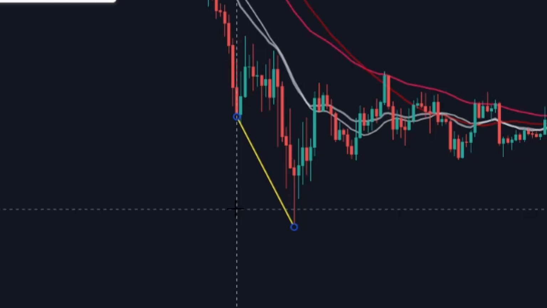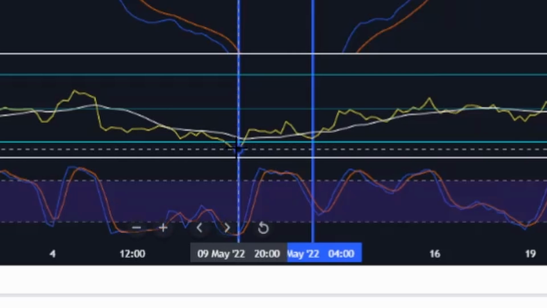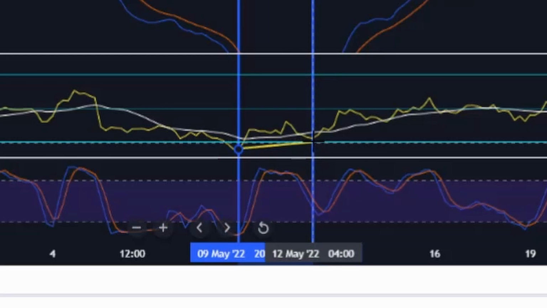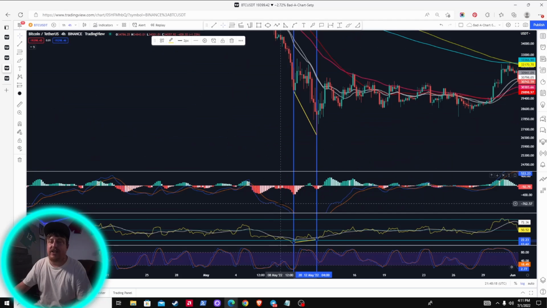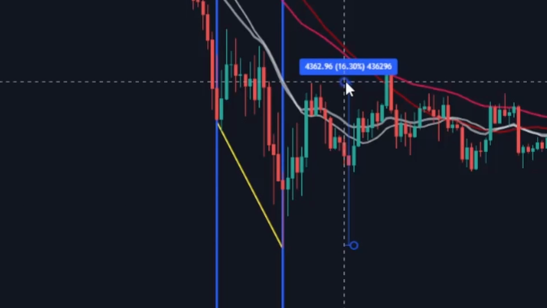But once again, we can click Alt-V for vertical lines and go down here on our RSI. And you can see that it printed down here on the RSI a low, but a higher low. So that kind of shows that the momentum of this downside move was weakening, because obviously this is a momentum oscillator and it wasn't able to get down as low as the previous momentum to the downside. And so therefore it gave you the signal that there was a good chance price action was going to reverse to the upside, and it did for about a 16% move.